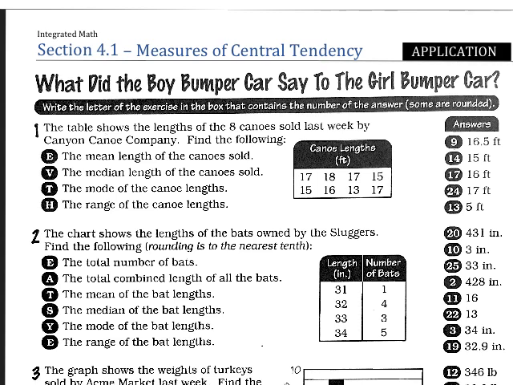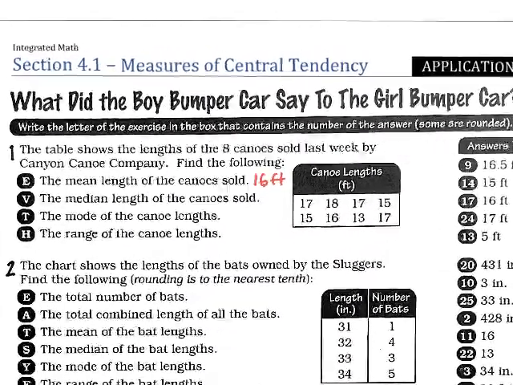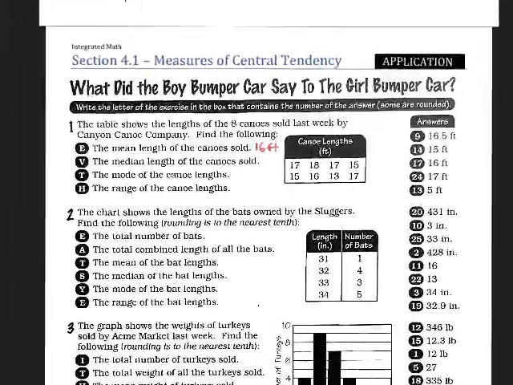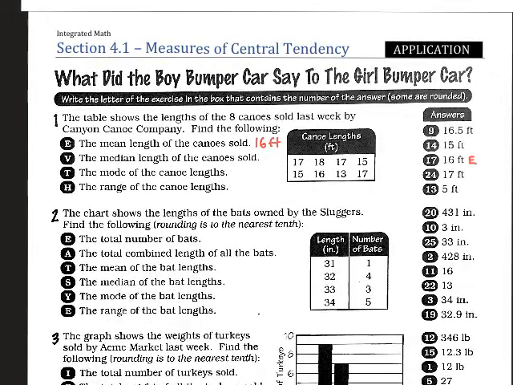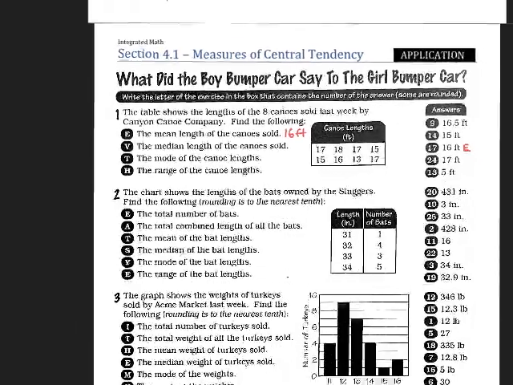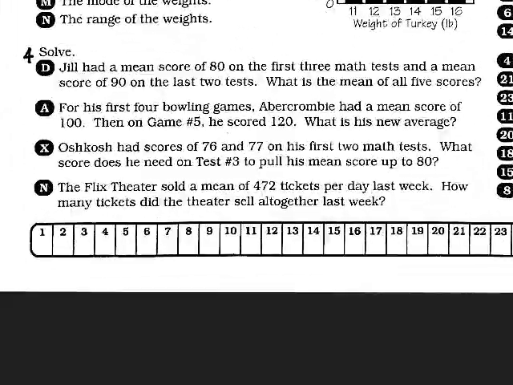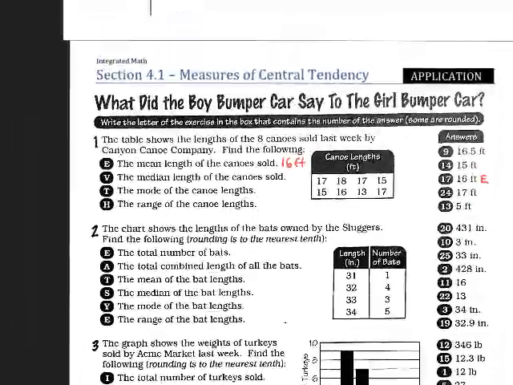So number 1, the table shows the lengths of 8 canoes sold last week by the Canyon Canoe Company. Find the following. Okay, the mean length of the canoes sold. So here's our data, right? We got 8 values in our data, so we're going to add those all up and we're going to divide by 8. We're going to divide by how many there are. And that gives me a grand total of 16 feet. All right, so 16 feet is our answer here. That means, and I always like to do this, by 16 feet, I'm going to write an E because that's the letter of the exercise. So that tells me I'm going to put an E in box 17. All right, so we throw that in there, and we're good to move on.